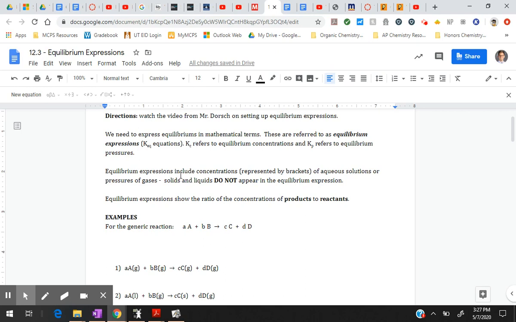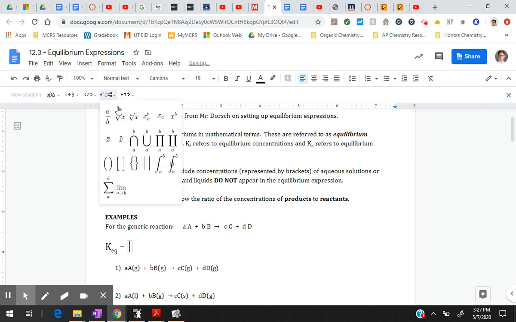Since they primarily express pressures and concentrations, we can only determine concentrations of aqueous solutions and gases. Therefore, solids and liquids do not appear in our equilibrium expression. The equilibrium expression shows the ratio of concentrations of products to reactants. Since it is a ratio, we're going to be setting up a fraction. So I've got KEQ, my equilibrium expression for my equation.